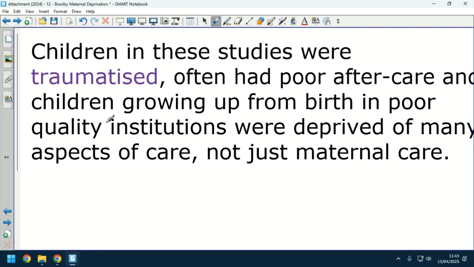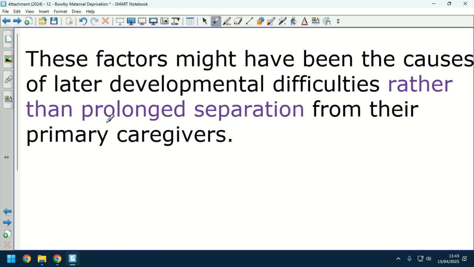So therefore that's a major criticism of the 44 Thieves. So what we are then arguing is that it's not prolonged separation that has caused it, but actually these other factors, and that's quite an important criticism of the 44 Thieves.